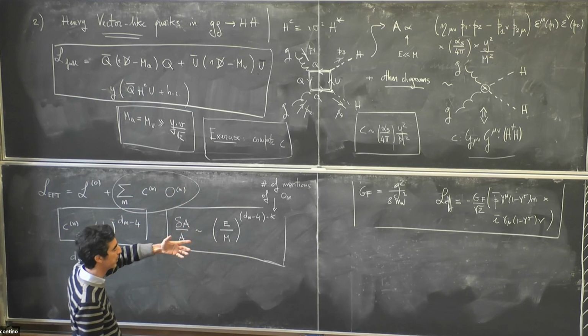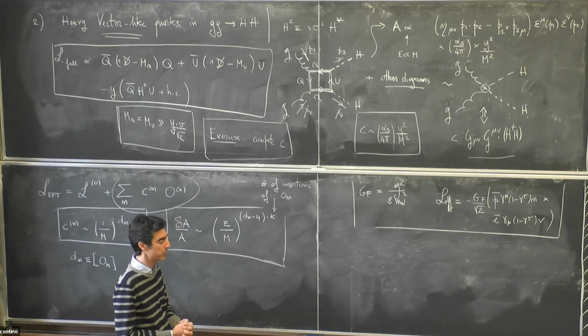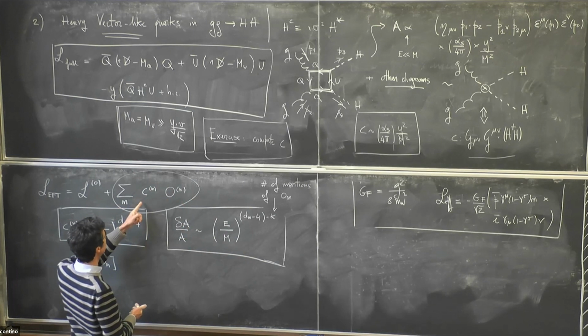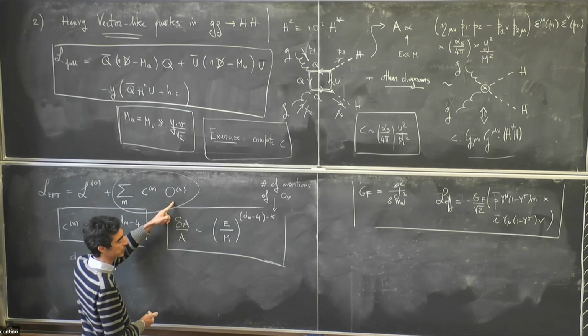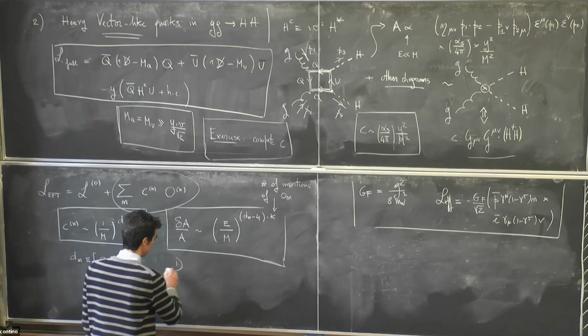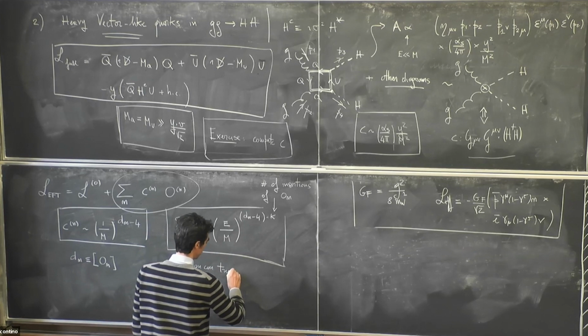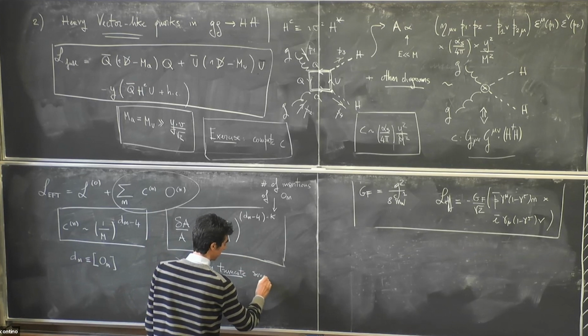Okay, you tell me which precision you want to work at in your theoretical prediction, and then at this point I can tell you which effective operators you need to retain. Okay. So that's the first observation. The second quick thought. So the first observation is you can truncate.